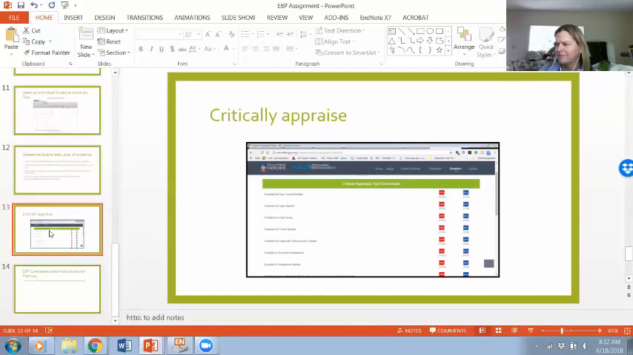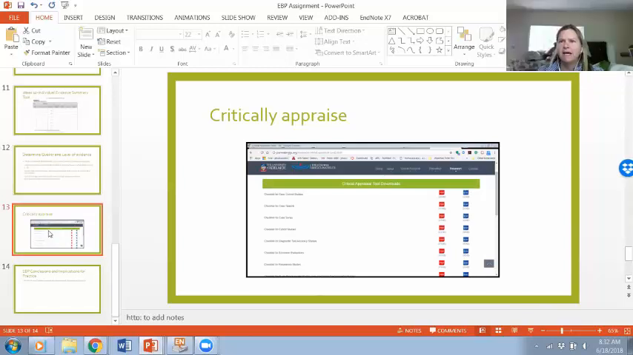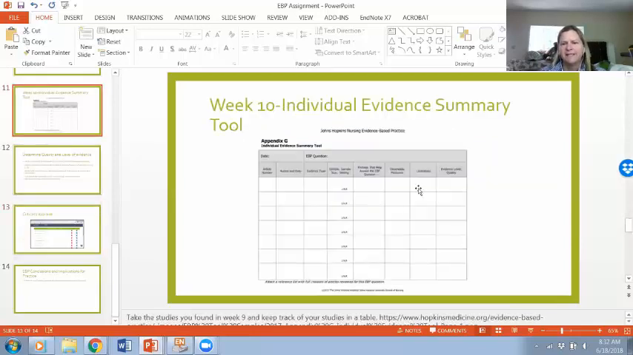Hey, Professor. Is the checklist something we have to turn in? There is one. Is it a discussion or an assignment? Let me go into Sakai, but you do have to do it for one of your studies. You have to turn that in. But really what we'll have here is a summary of what you found for all of them.